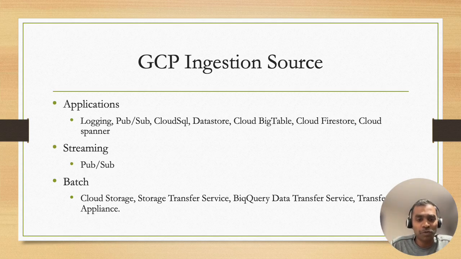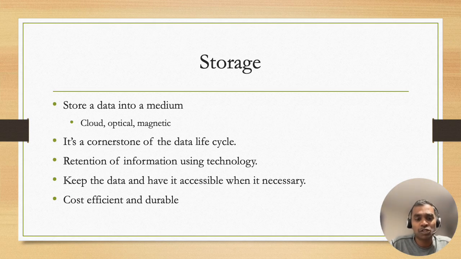From an application perspective, GCP ingestion sources can be Logging, Pub/Sub, Cloud SQL, Datastore, Cloud Bigtable, Firestore, and Spanner. When it comes to streaming data, we get streaming data from Pub/Sub, and we have another type of data called batch. This batch data can come from Cloud Storage or Storage Transfer Service or appliance transfer.